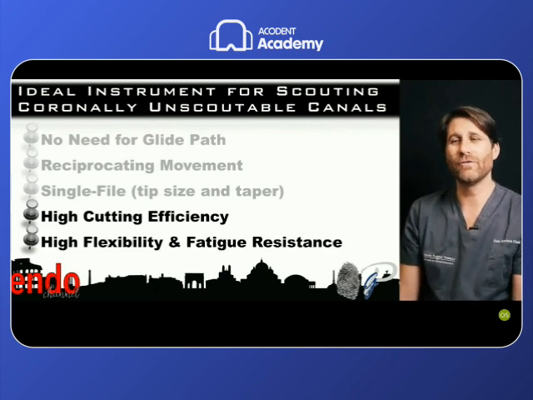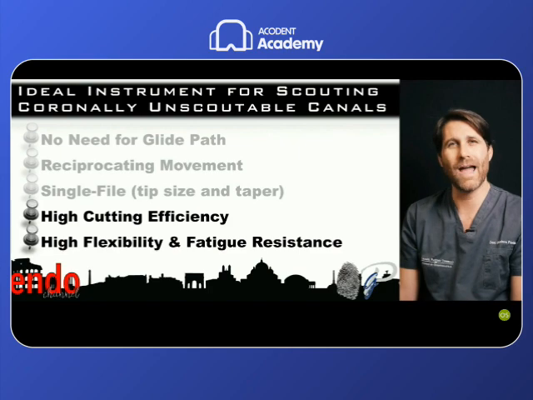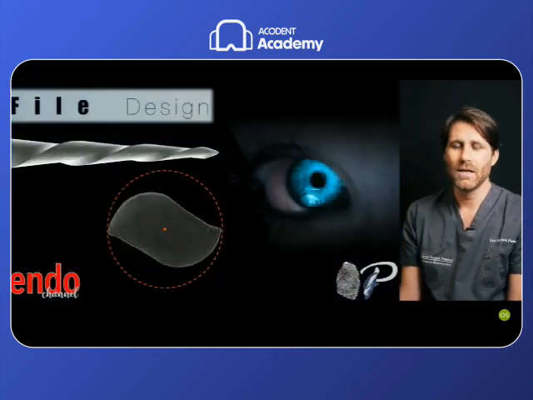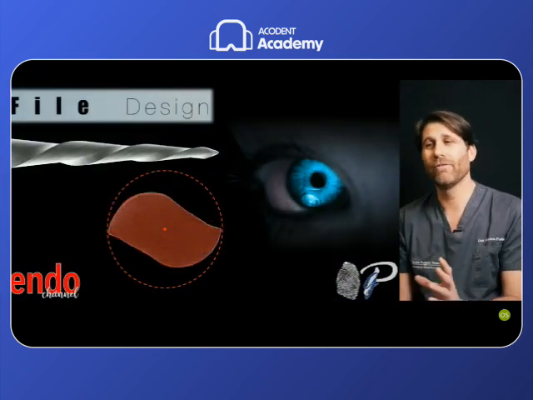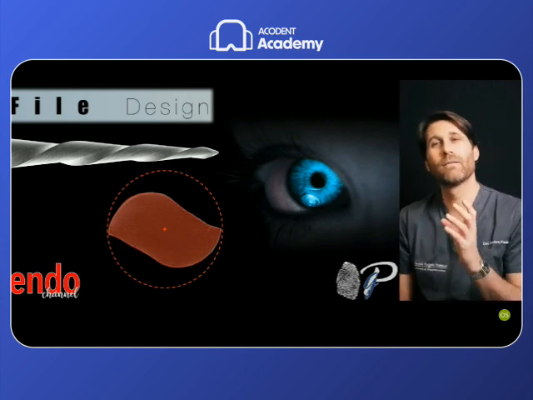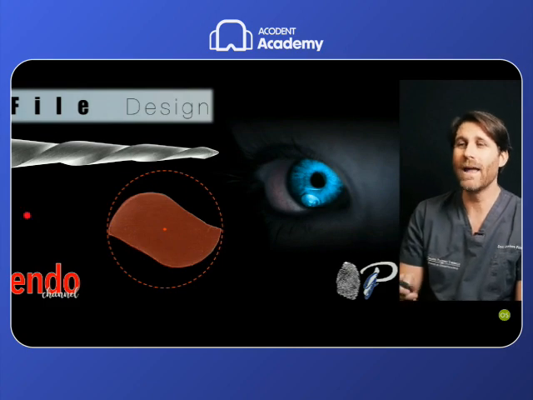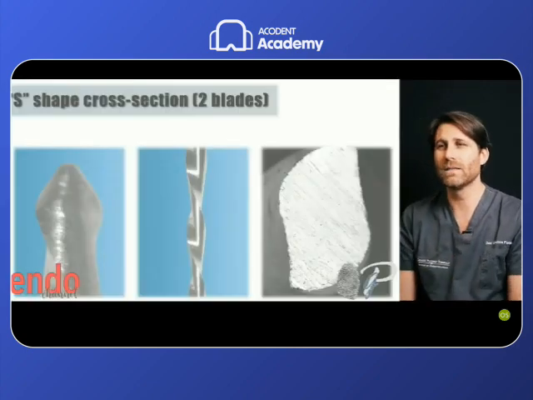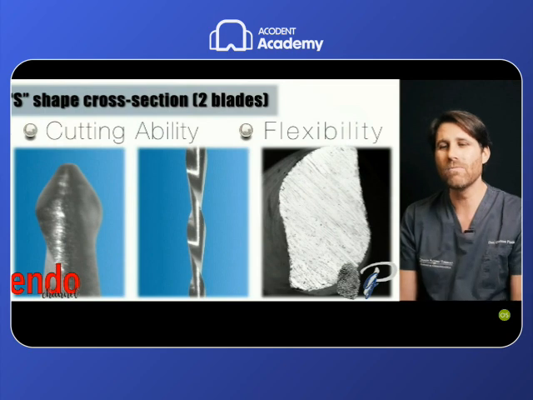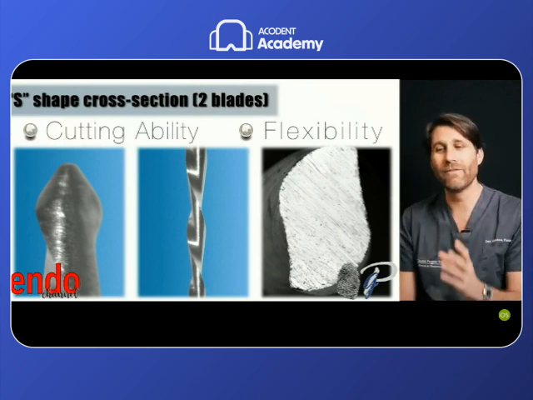The high cutting efficiency, the high flexibility and fatigue resistance, I have insisted, are really important properties of the design of the instrument in general, but also for performing the coronal scouting of these root canals. The file design is important for this. Obviously, the two blades, as shape, cross-section, and file design with these sharp blades, is the design that permits us to have the maximum cutting ability and the maximum flexibility for a big file like this.